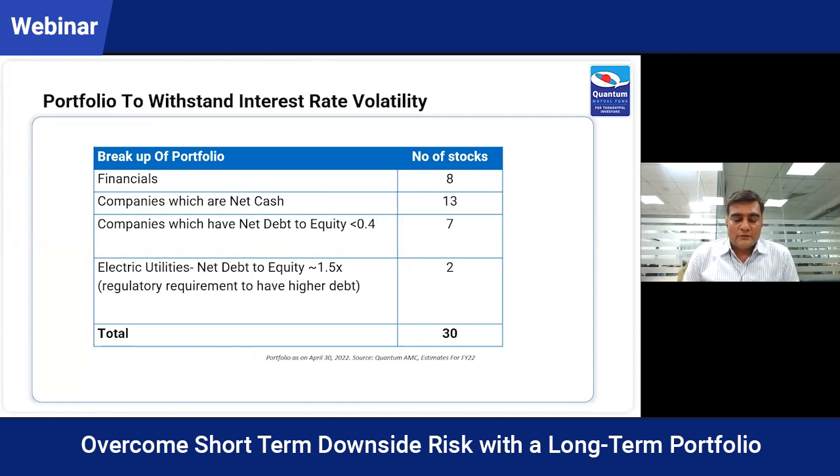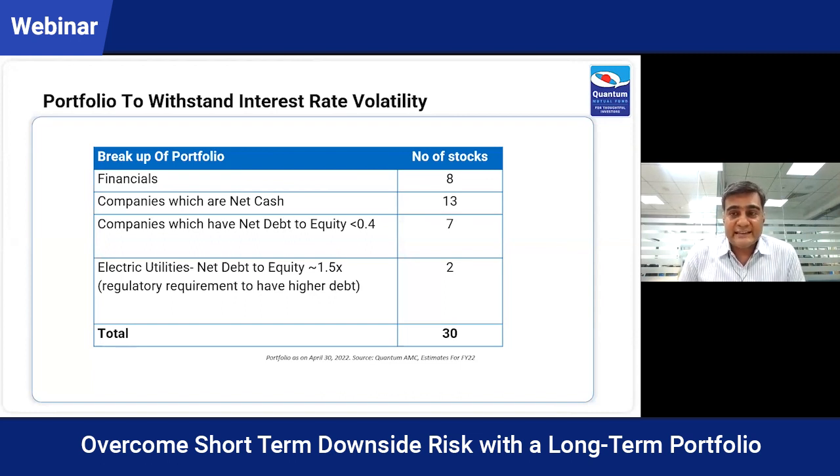Now, within this environment of inflation and interest rates, we need to take care of what will be the impact on the portfolio from a bottom-up perspective. As interest rates go up, companies which run high on debt will see their profitability come under pressure because their interest outgo will increase. So within our portfolio, when we did a stress test, out of 30 companies, 8 companies are financials.